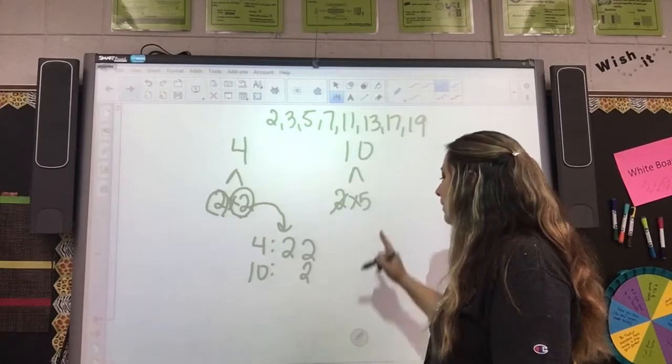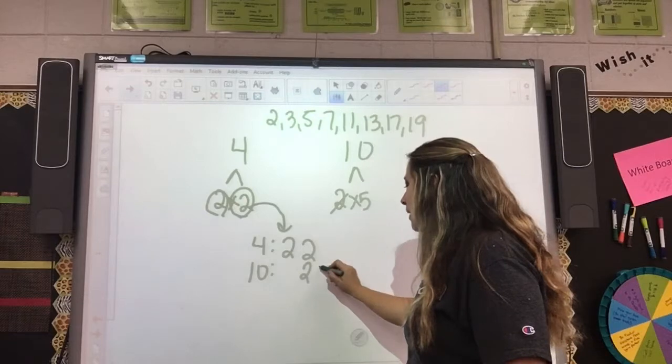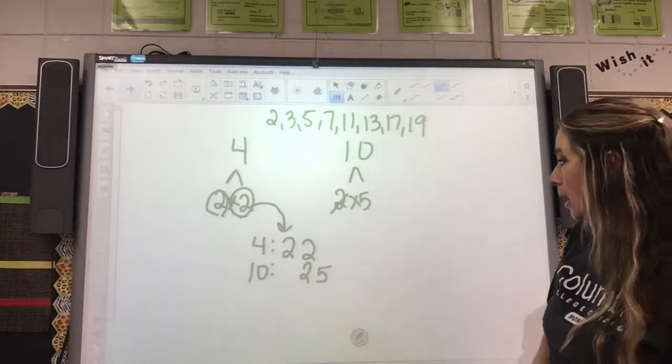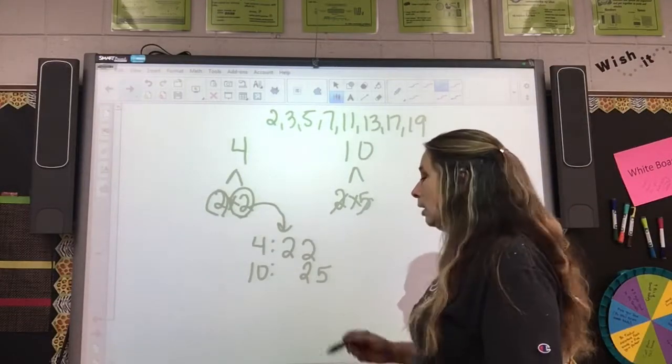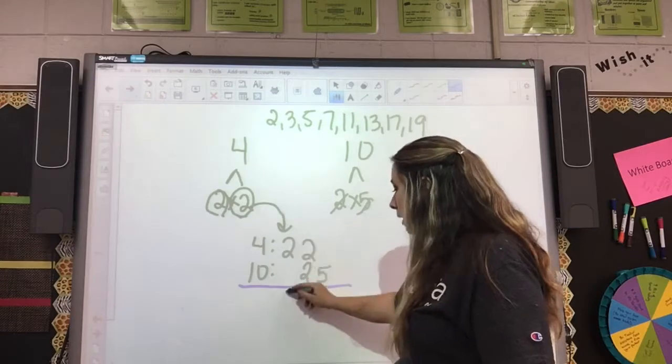Okay? I have a 5. Do I have a 5 down there? No, I don't. So 5 has to be all alone. Okay. Got it lined up. All my numbers are taken care of. Now, all I got to do is bring 1 down from each column.